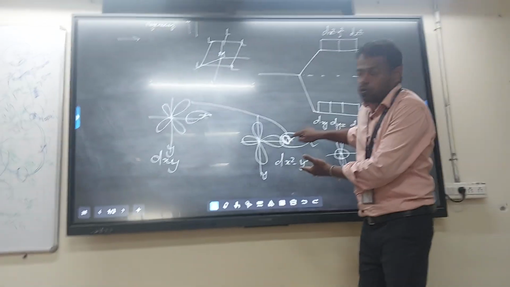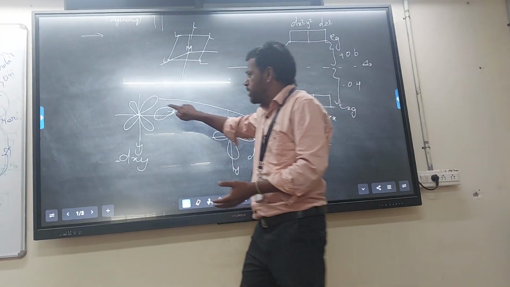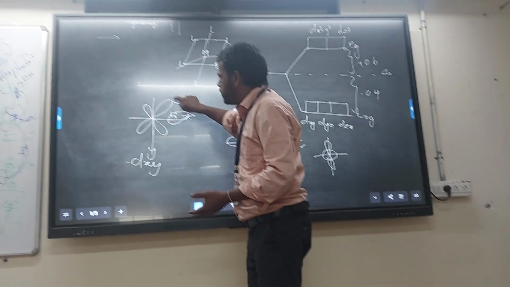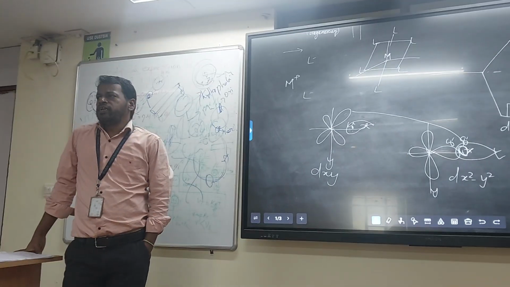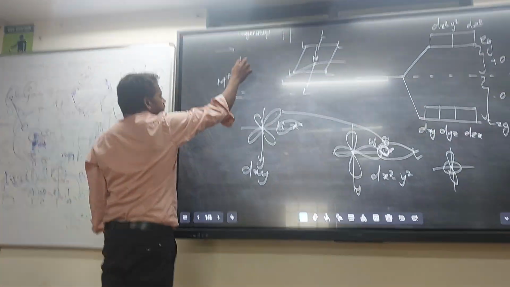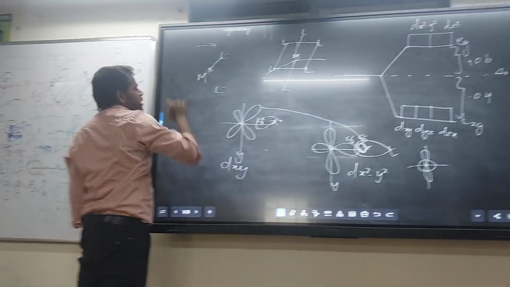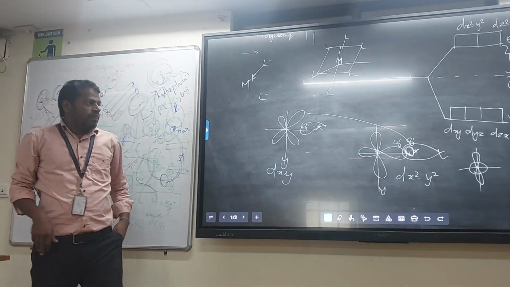Here the repulsion is more. This is delta minus, this is also delta minus. But here it is delta minus and delta plus. Therefore the electron is okay. The ligands, or negative ions, share the electron with the central metal atom. Okay, that is the concept.